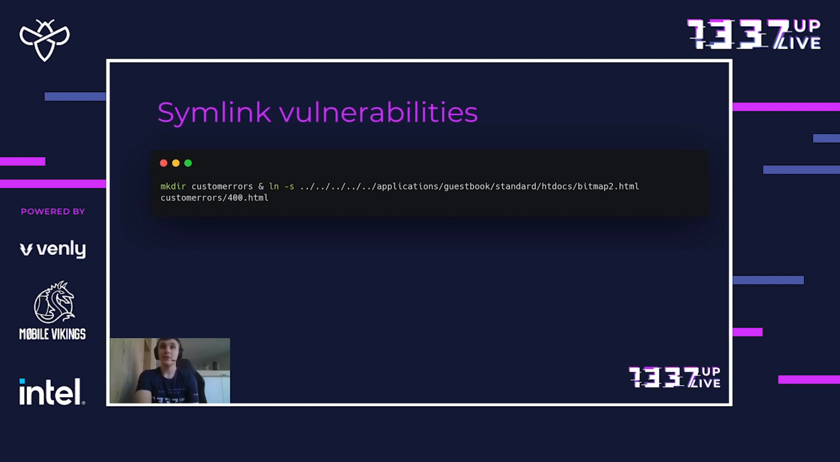Now for our target file, I already know from previous reconnaissance on the system that we first need to traverse a few directories upwards, and then we can go into the specified application directory we want to target. In our case, the advanced guestbook application. I specified a target file called bitmap2.html. This file doesn't exist yet, but it will if the application follows our symlink.